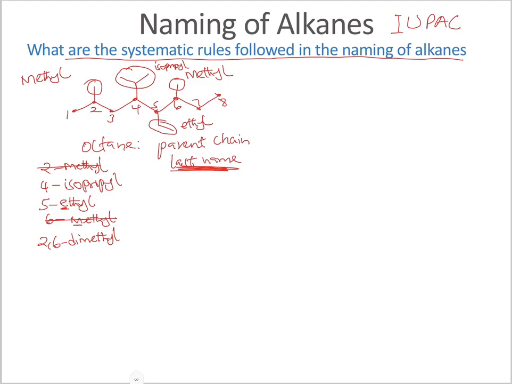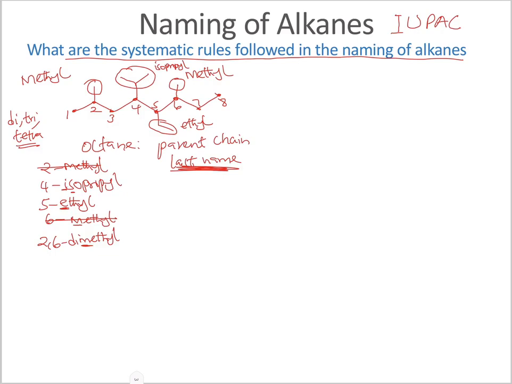The terms di, tri, tetra, we never include them when considering the alphabetical order in putting down the name. So we are going to consider M, we're going to consider E, we're going to consider I. So isopropyl is usually used as part of the name. You need to recognize that too.